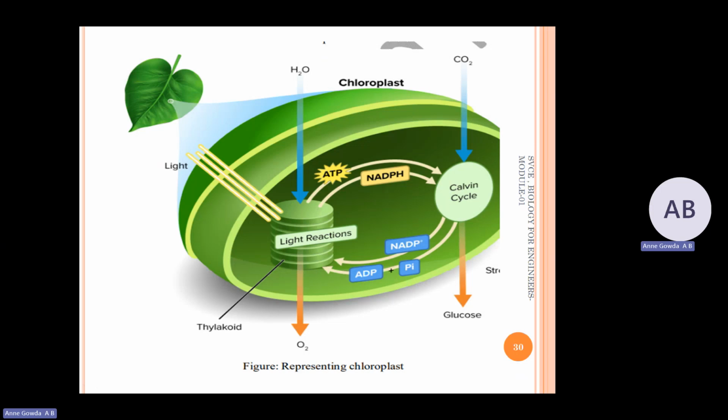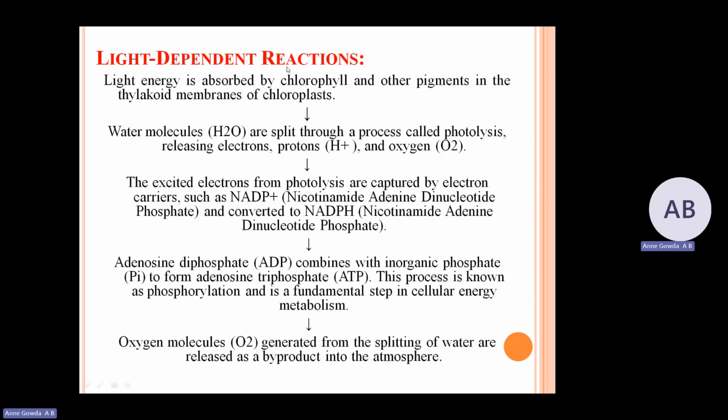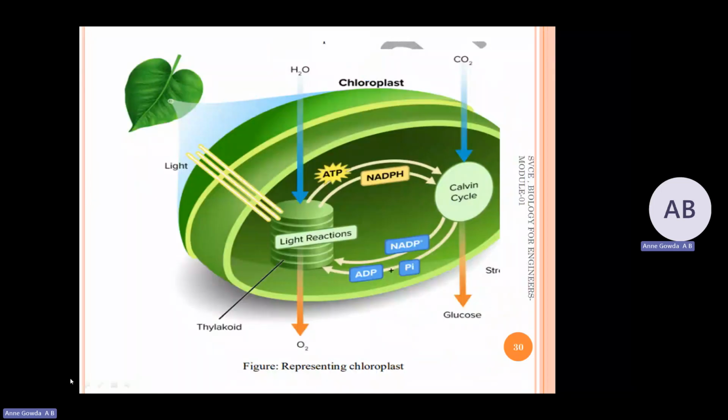So what are these two processes and what are the chemical reactions? It is shown through this flow chart. Light dependent reactions, as the name itself indicates, require light energy for the entire process. These light dependent reactions take place inside the thylakoid membrane, shown in the figure, in the thylakoid of the chloroplast, where this light dependent reaction takes place.